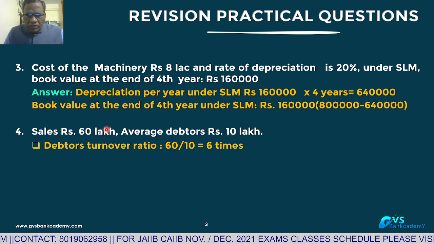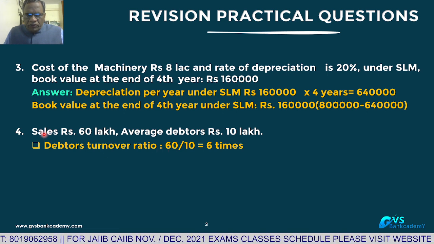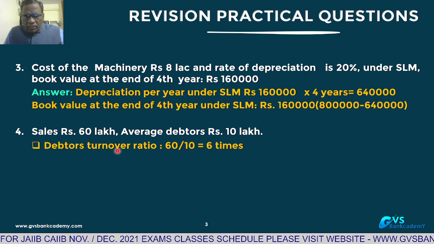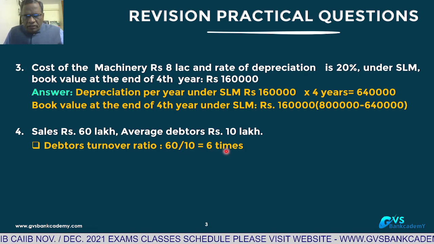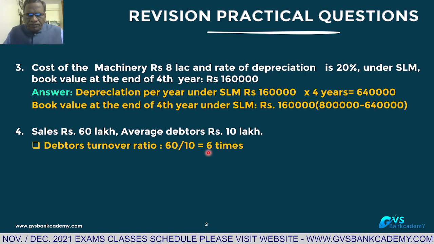We are presuming that these are credit sales. Normally debtors turnover ratio is related to credit sales. In this example, we are presuming that these 60 lakh sales are credit sales. 60 lakhs divided by 10, so 6 times. Debtors turnover, debtors movement is 6 times in a year. In a year, debtors are moving 6 times.